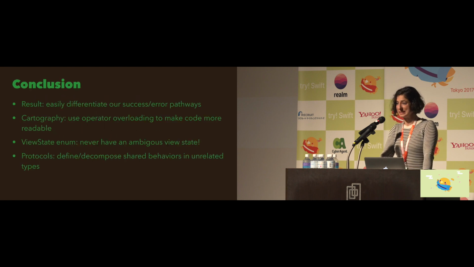So let's review what we've seen so far. By using result and enum with associated values, we can easily differentiate how we manipulate our data and our errors. Cartography gave us a great example of how operator overloading can make auto layout code much more readable. We saw that by using view state enums, we can easily put all of our view manipulating code in one place, and we can avoid bugs in our view state. We can also simplify our view controllers since they now just need to declare the correct state. And finally, we saw that by using a bit of protocol-oriented programming, we can avoid duplicating code when our views have shared functionality, as they often do.